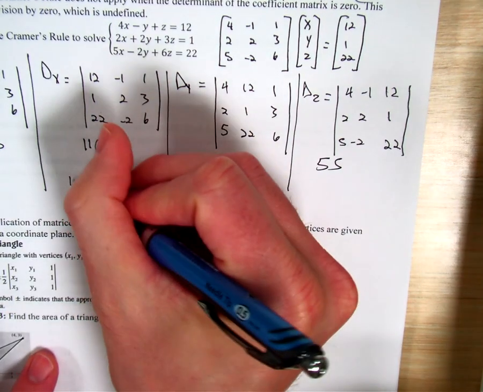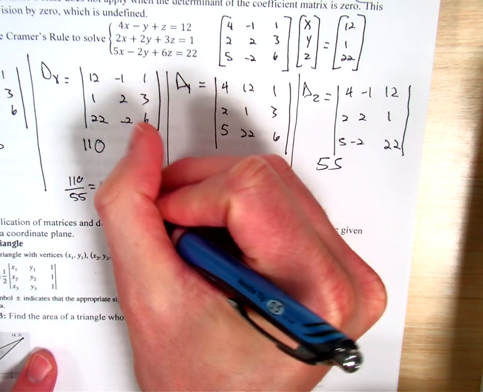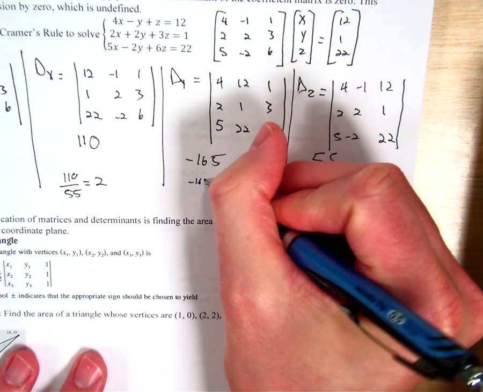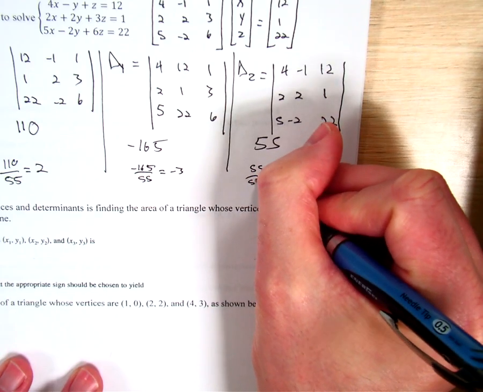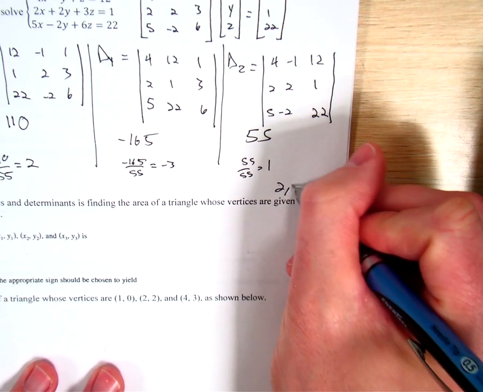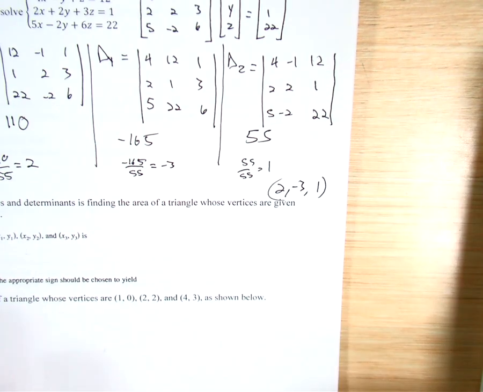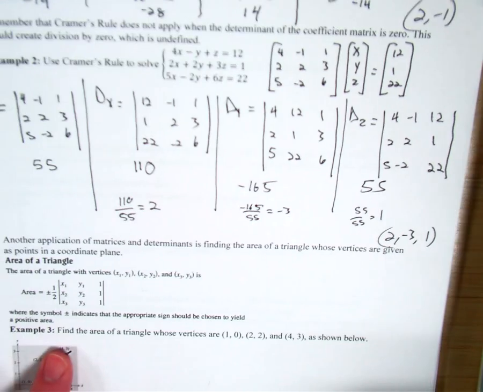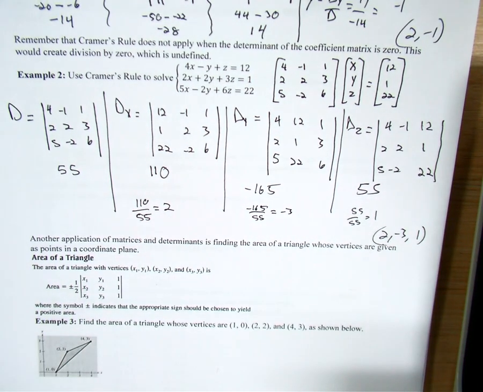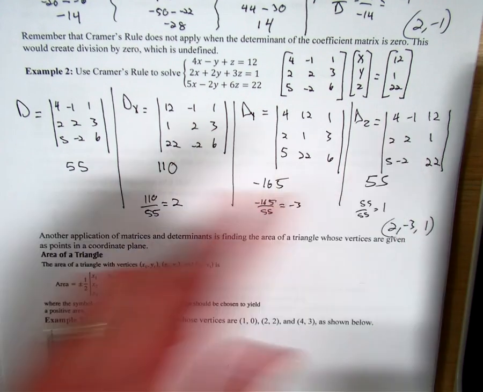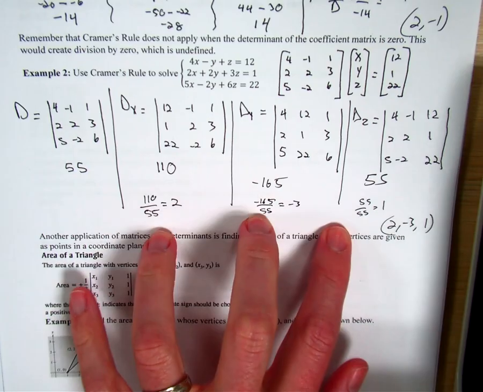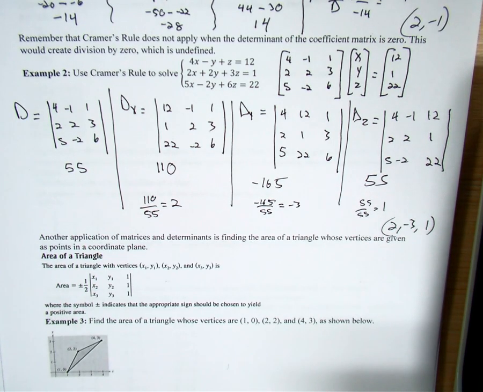Okay, so we're going to have 110 over 55 for 2, negative 165 over 55 for negative 3, and 55 over 55 for 1. 2, negative 3, 1. Hooray! Okay, and the directions on the test will say use Cramer's rule. So you're going to have to show basically all of that. You're going to have all those written down, the answers to all that written down, and then the division written down. And if you want to check it with A inverse times B, go right ahead.